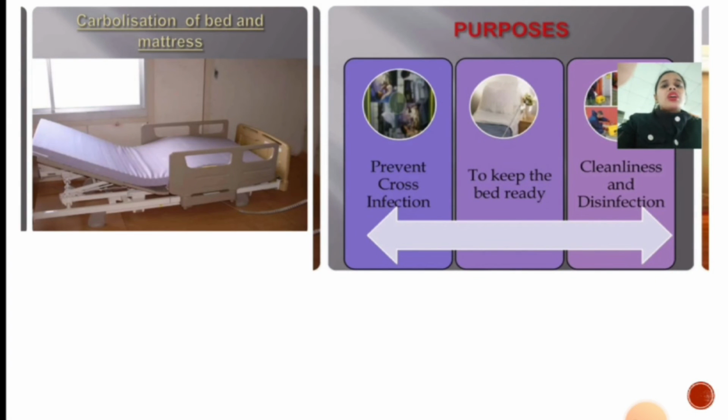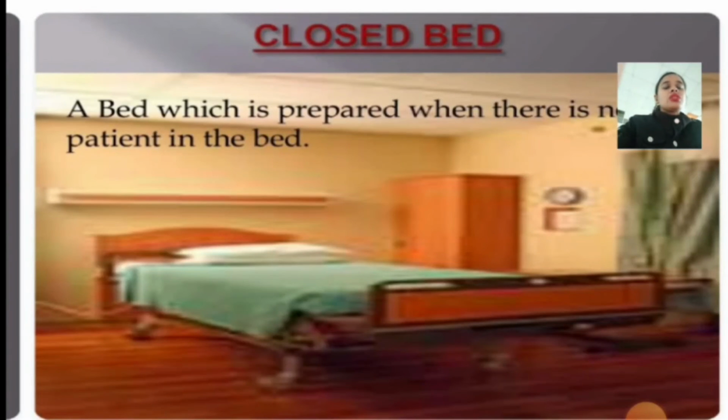Next one is carbolization of bed and mattress. The purposes of carbolization of bed and mattress are to prevent cross infection, to keep the bed ready, and cleaning and disinfection. Next one is closed bed.